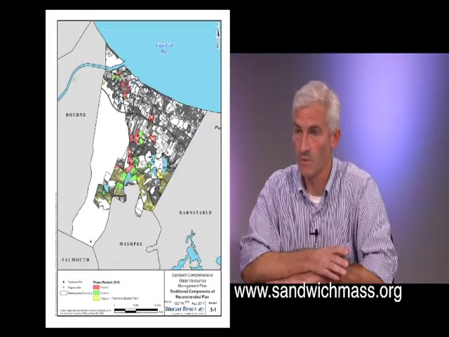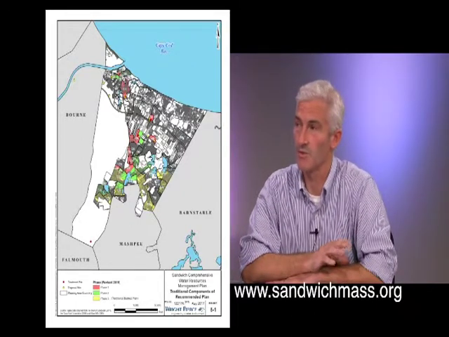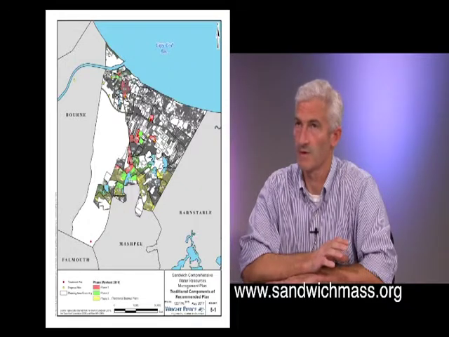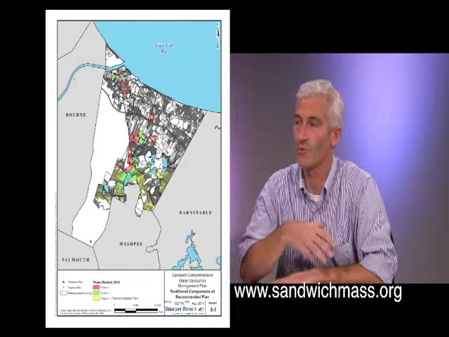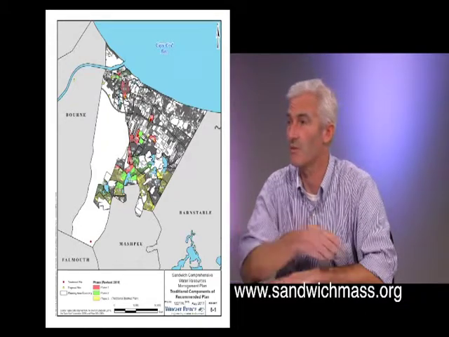And lastly, would be to implement some stormwater infrastructure improvements to clean up the stormwater in many cases before it discharges directly into some of the freshwater ponds.